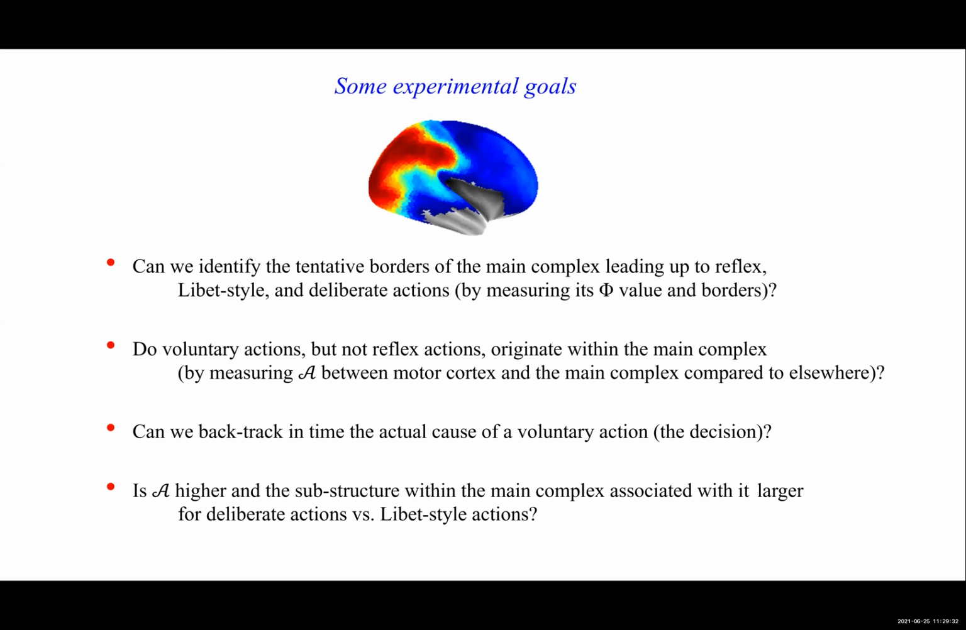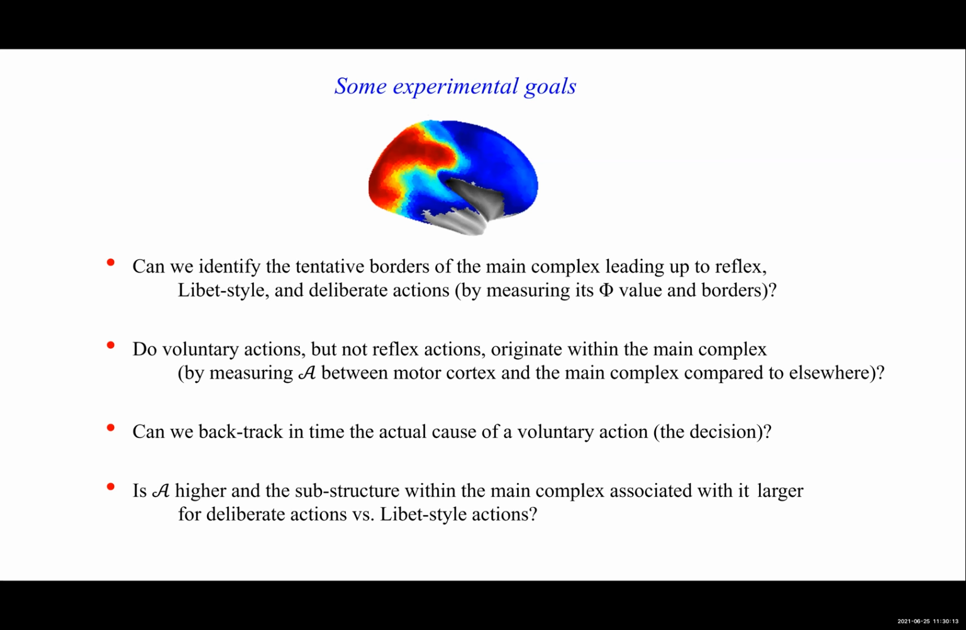If this, say, were the main complex, the overall substrate of consciousness which unfolded corresponds to what you experience, including when you are making a decision, can we identify the tentative borders of this main complex, as we tried to do, as I showed you before, when we are leading up to a reflex or a Libet style or a deliberate action, and measuring its phi and its borders? Once we have its borders, is it the case that voluntary actions, as IIT would predict, but not reflex actions, originate within the main complex, that is the part that's conscious? And we should be able to measure the alpha, the value of actual causation, between, for instance, motor cortex and the main complex compared to elsewhere.